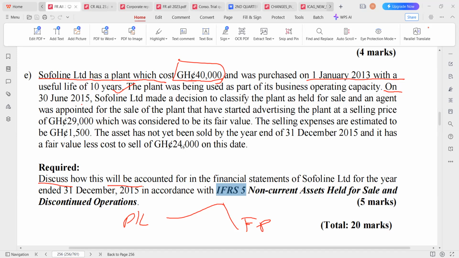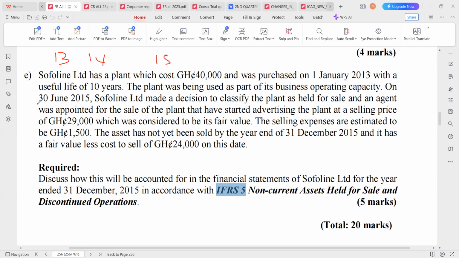Do you agree or you don't agree? Because 2013 will be a full year. When I go to the examination room, I don't feel shy to count my fingernails. You see me counting my fingernails. Some of us are old school. So 2013 will count 1. 2014, I'll count 2. But in 2015, they say June 30th, so half year. So 2.5 years.